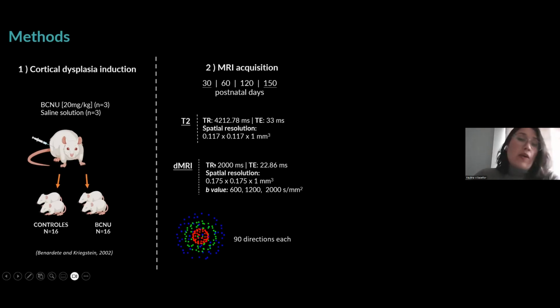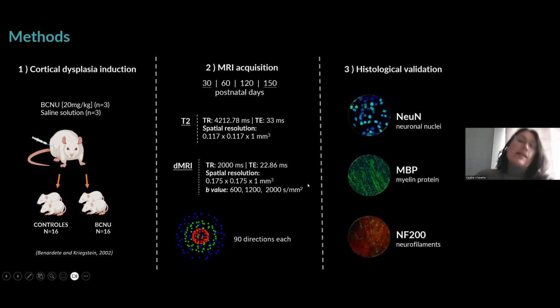We acquired a diffusion-MRI acquisition where we used 3 b-values in 90 directions. And the last step of our experiment was our histological validation with immunofluorescence, where we target the neuronal nuclei and also the myelin protein for our cyto- and myeloarchitecture description.